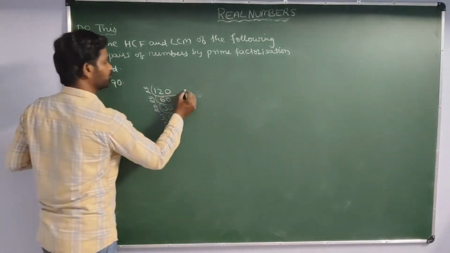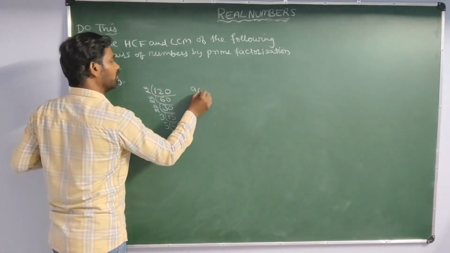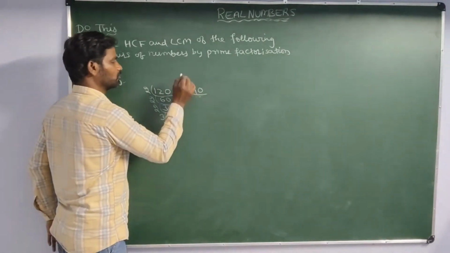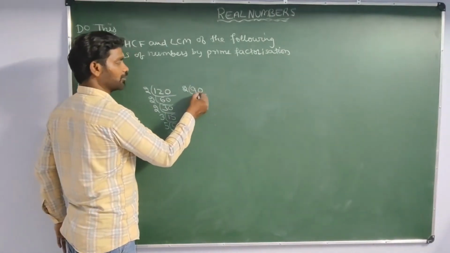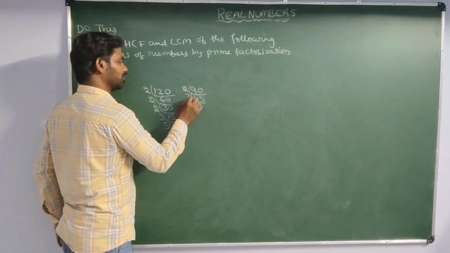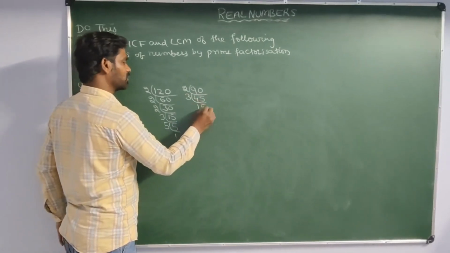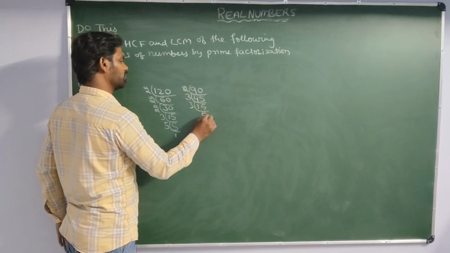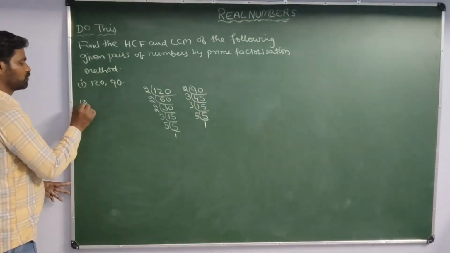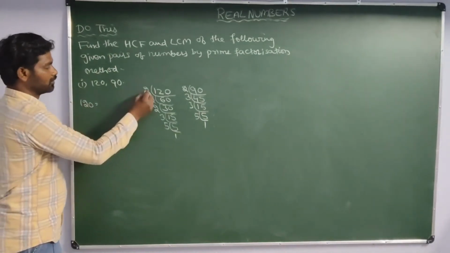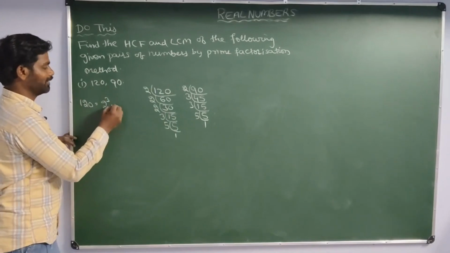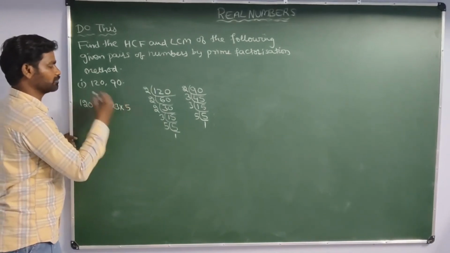In the same manner, find the prime factors of 90. So 2 table: 2 4s are 8, 1 remains, 10, 2 5s are 10. Next 3 table: 3 1s are 3, 3 5s are 15. Next 3 5s are 15. Next 5 1s are 5. Right, here the prime factors of 120 are 2 power, how many 2s are here? 3. That is 2 cube into 3 into 5.